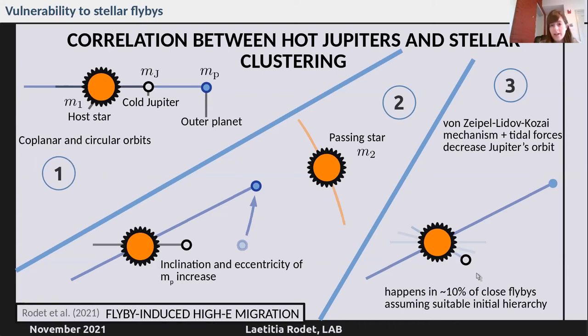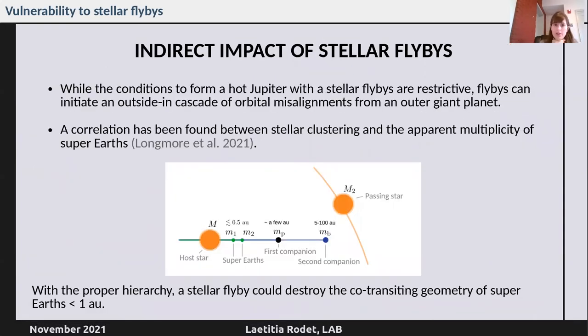So again, it depends on how likely a close flyby is. 10% is not so much, given that you also have to assume this particular architecture, but it really depends on how likely the close flyby is. Another way to change the architecture of a planetary system with a flyby, even less restrictive actually, is to create an outside-in cascade of orbital misalignments. This is linked to another study that is very similar to the Nature study that found a correlation between stellar clustering and the apparent multiplicity of super-Earths. So it could suggest that the stellar flyby is able to break the co-transiting geometry, the same way that I discussed before, by creating some misalignment between inner super-Earths.